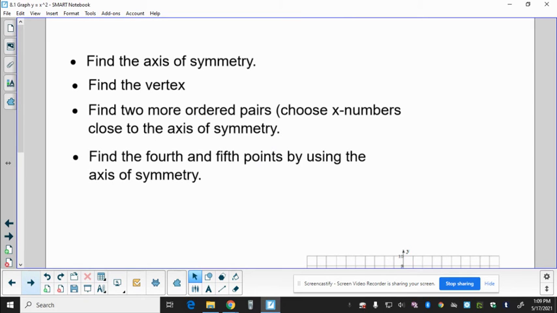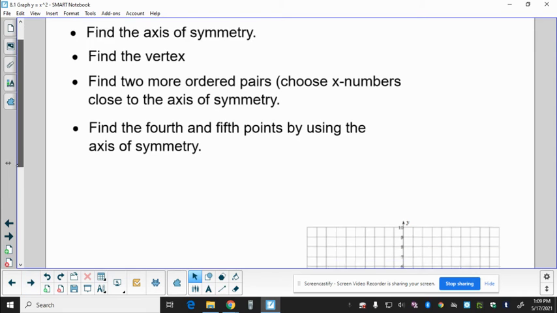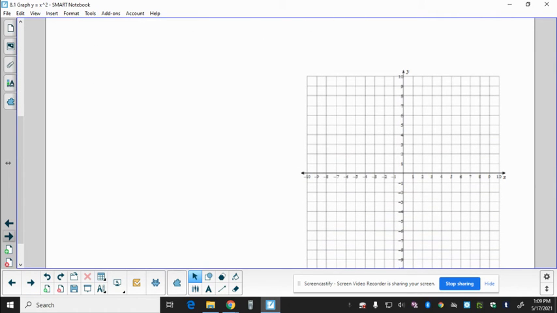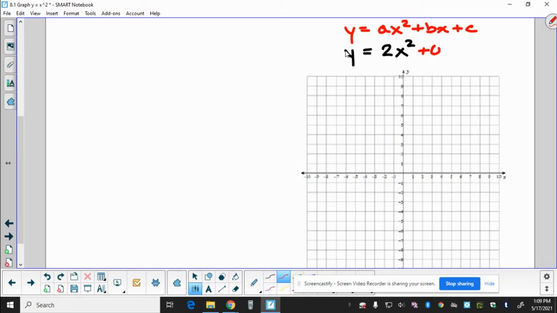Okay, so we'll keep those directions up there for us. All right, let me give you a different one. How about y equals 2x squared this time? Okay, now remember, this conforms to this formula, but once again, we don't have a value for b, so it's 0, and we don't have a value for c, so it is 0 as well. It won't always be like that, but in this case, it is.